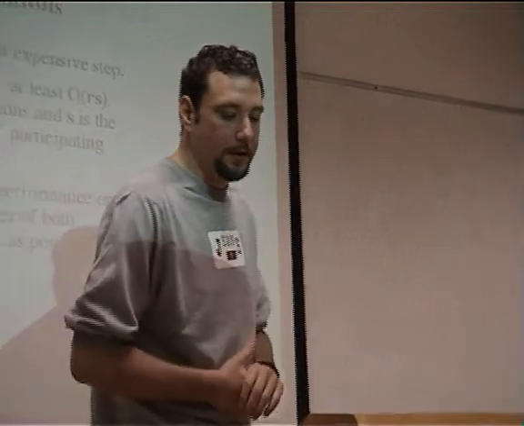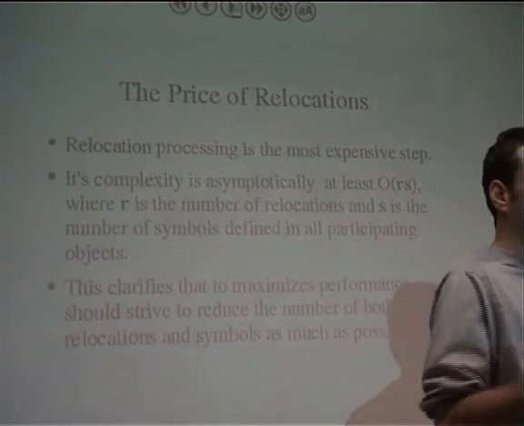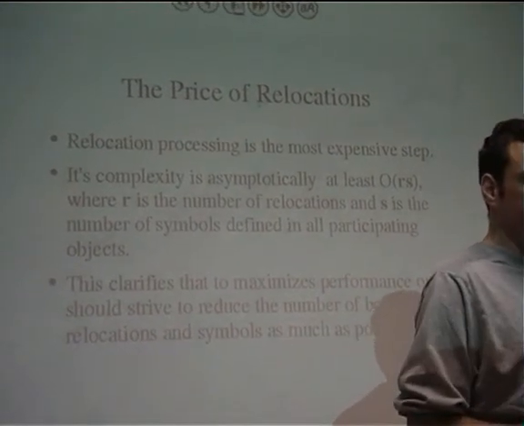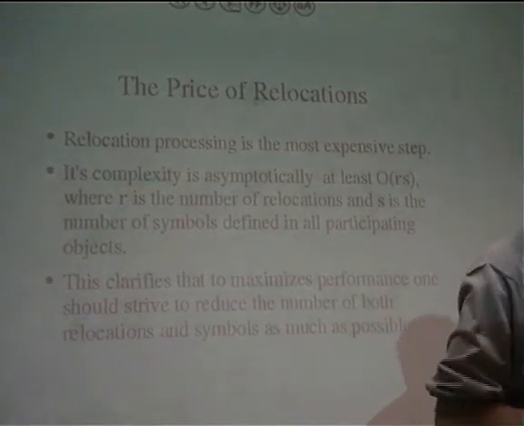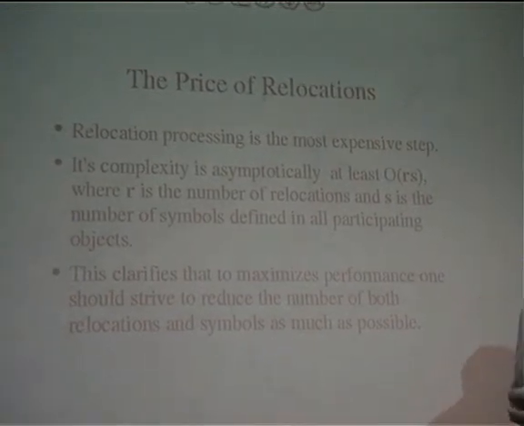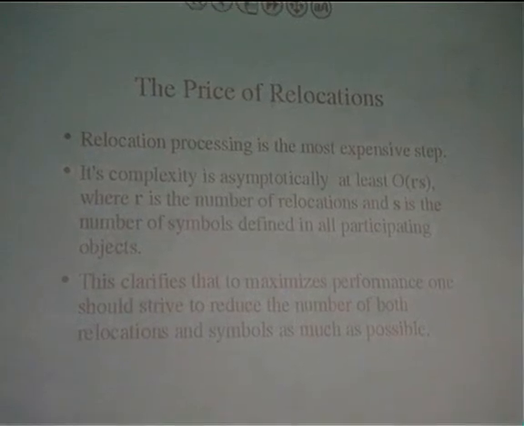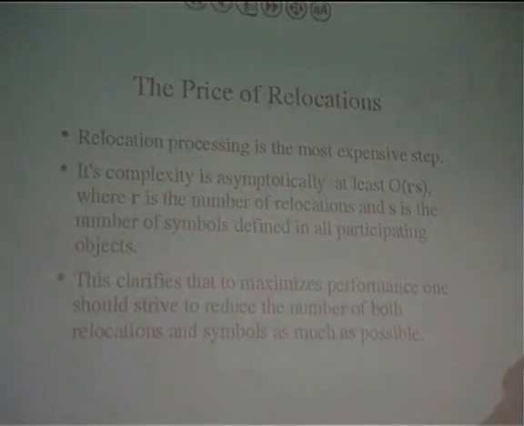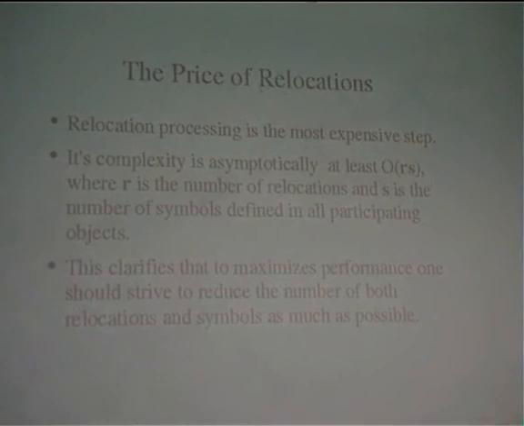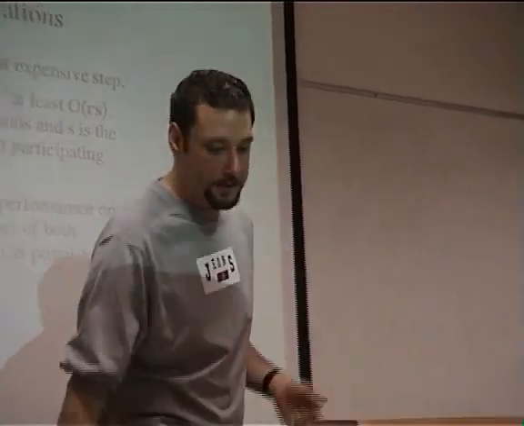It's more interesting because, A, it's the most costly step. That's the one that takes most of the time for startup. It's not simple, and actually its complexity is asymptotically at least O of R and S, where R is the number of relocations and S is the number of symbols defined in all the participating objects. No, I didn't think that out. That's a paper, we'll get to that. Which, of course, means if you want to do it fast, try to lower them both: all the symbols you define, and as we said before, the number of dependencies.